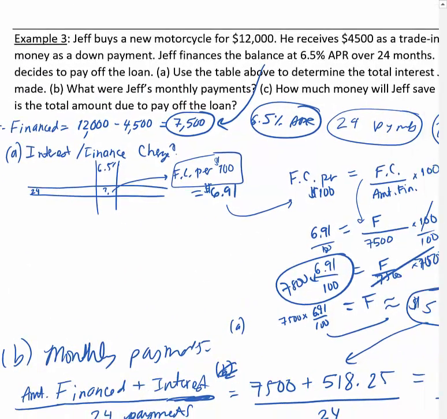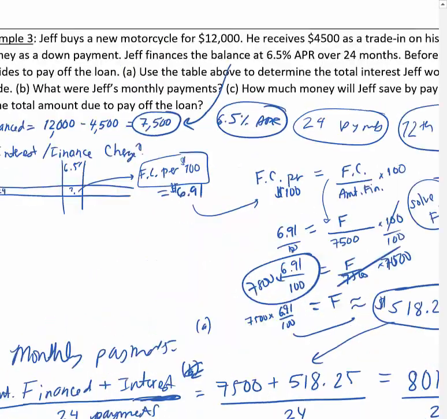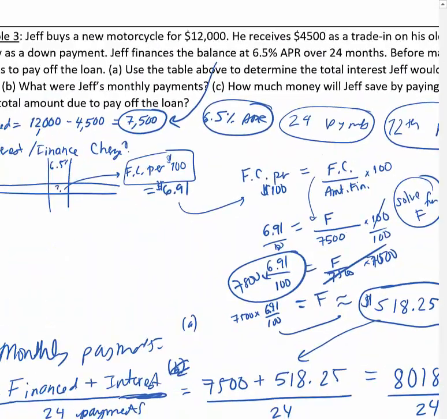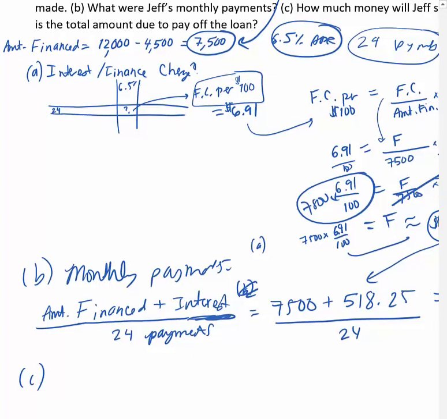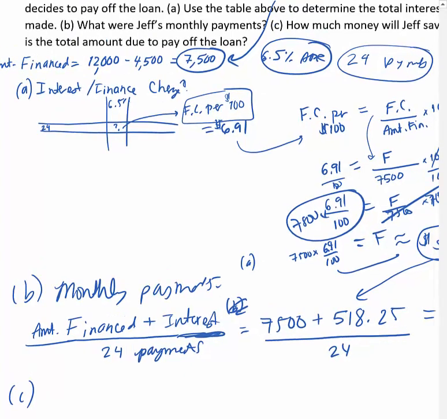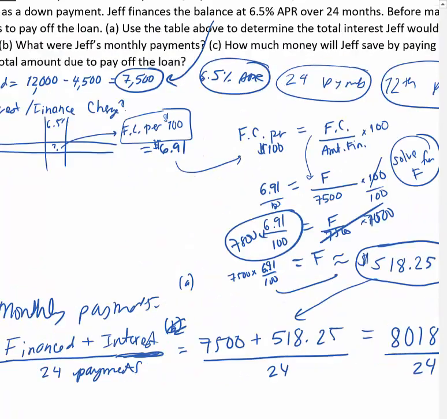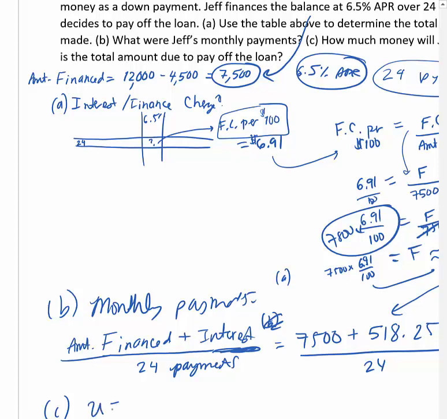Alright, part C wants us to, what does it say? How much money will Jeff save by paying off the loan early? Oh, and then there's part D. What is the total amount due to pay off the loan? Okay, that's a good one. Let's see, what is it? How much money will Jeff save by paying off the loan early? So that was that same formula that we used before. NPV over 100 plus V.